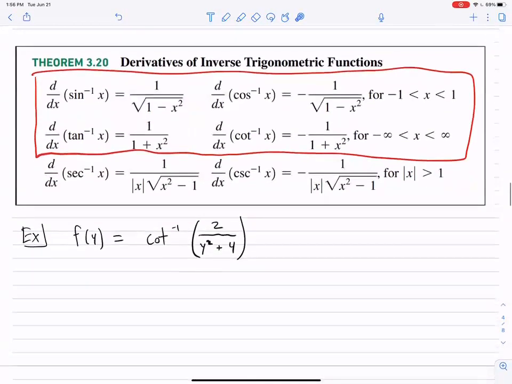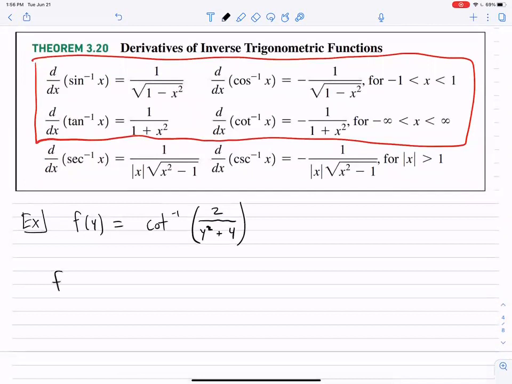So let's do a quick little example. Let's say we're given this function, f of y is equal to cotangent inverse of 2 over y squared plus 4, and I want to take the derivative. So I want to find f prime of y, which is the derivative with respect to y. I need to take the derivative of the outside function, which is -1 over 1 plus that thing squared.